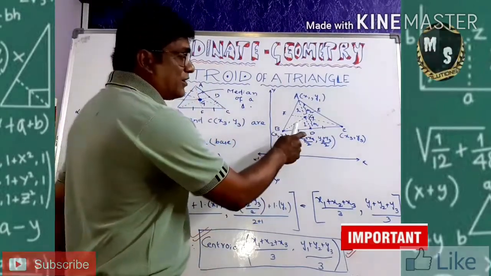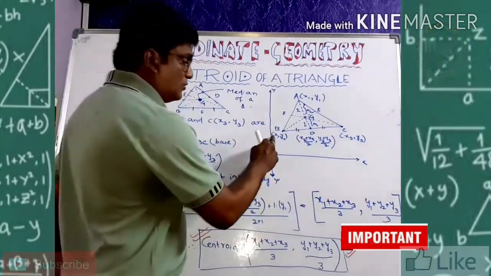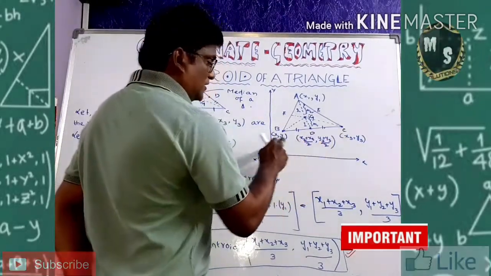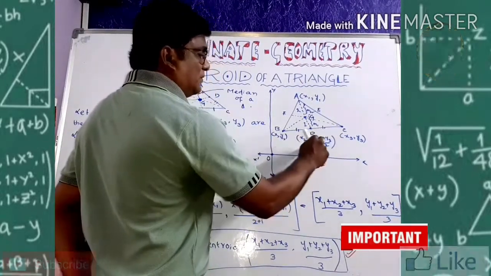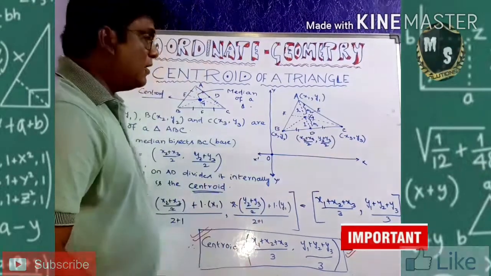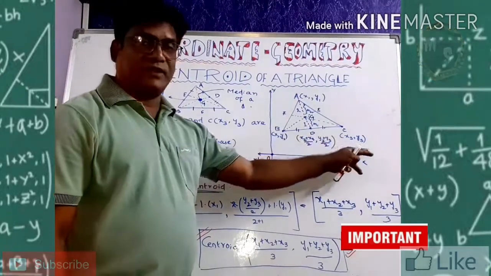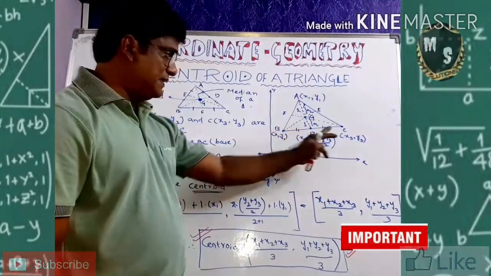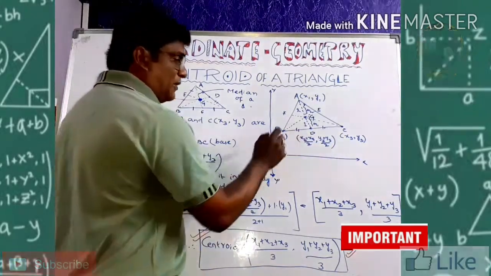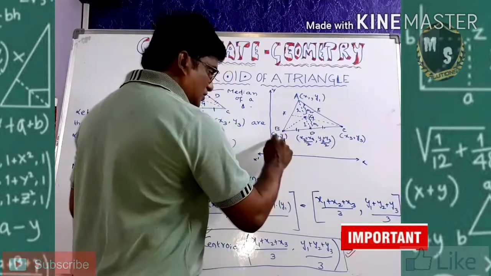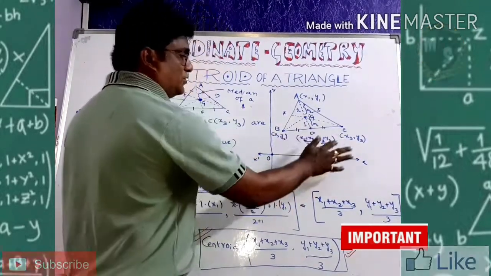So what will be the coordinates of point D? You have to find that by the midpoint formula, that is (x1 plus x2) by 2. Let A be (x1, y1), B be (x2, y2), C be (x3, y3). Now this is the midpoint of BC. So what is the midpoint formula? It is (x2 plus x3) by 2, (y2 plus y3) by 2. I hope you understood this.